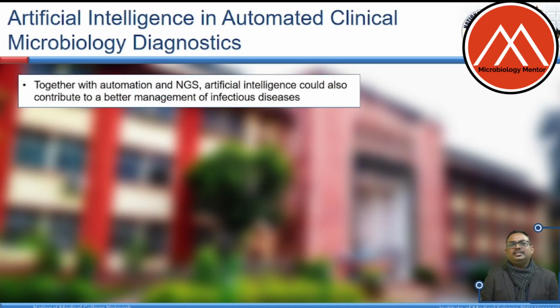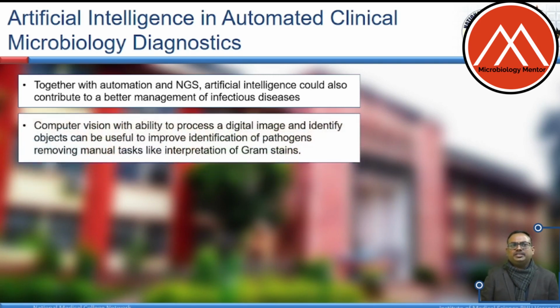Now, let's see the importance of artificial intelligence. The amalgamation of artificial intelligence with next generation sequencing and automation has done wonders for the management of infectious disease. Computer vision with ability to process a digital image and identify object can be useful to improve the identification of the pathogen, removing manual tasks like interpretation of the gram stain.